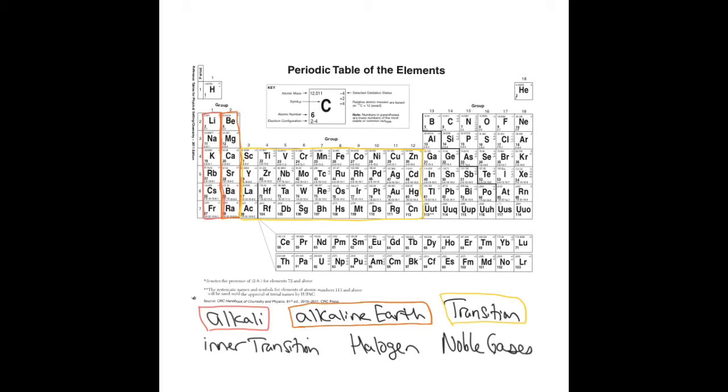So now with my fourth colored pencil, I'm going to box the term inner transition, and I'm going to box in the elements, which are the two pulled out rows at the bottom that represent the inner transition metals. Please do the same.